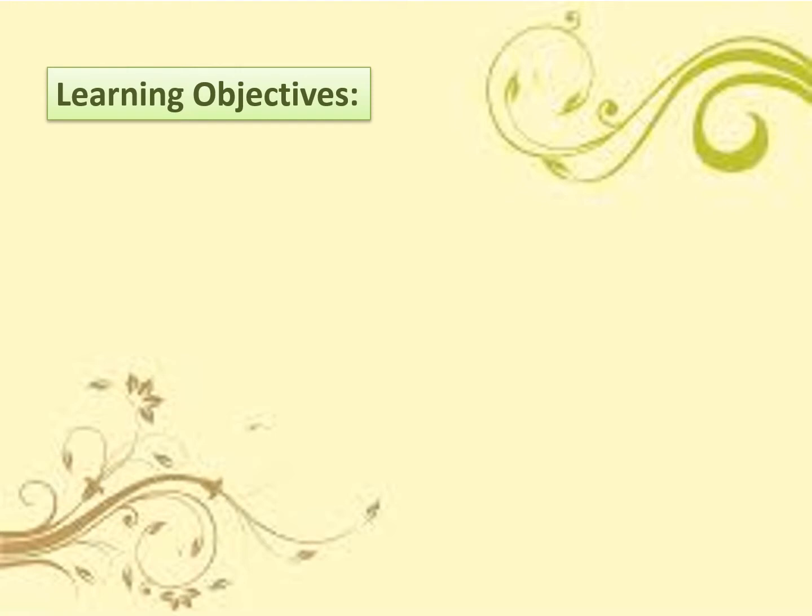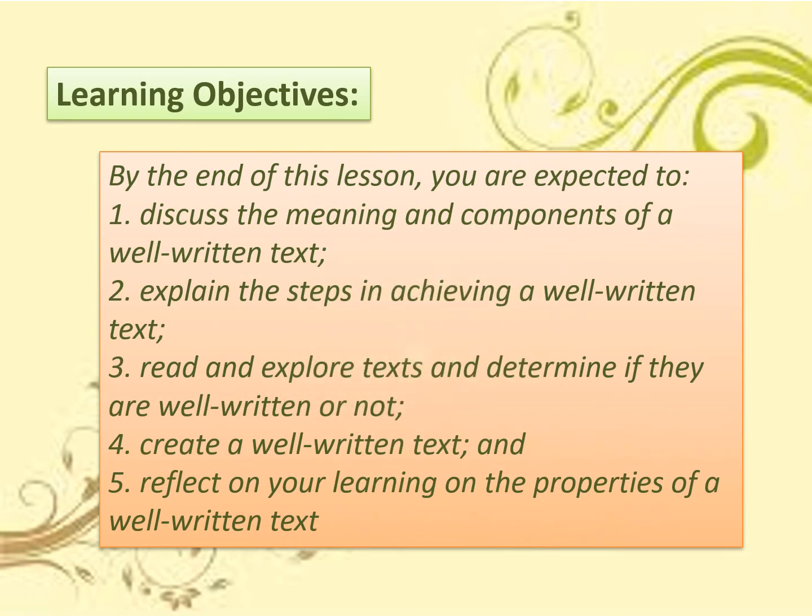Now let's read first our learning objectives. By the end of this lesson, you are expected to: first, discuss the meaning and components of well-written text; second, explain the steps in achieving a well-written text; third, read and explore texts and determine if they are well-written or not; and fourth, create a well-written text and reflect on your own learning on the properties of well-written text.